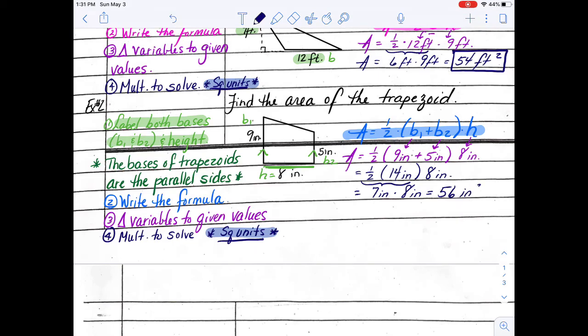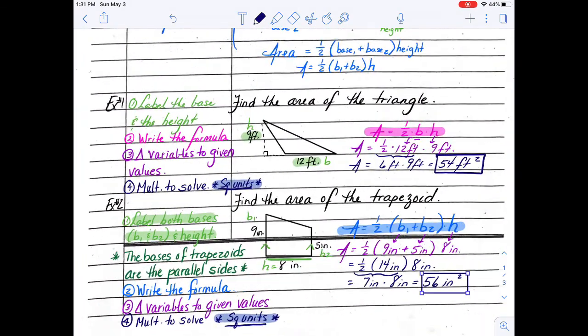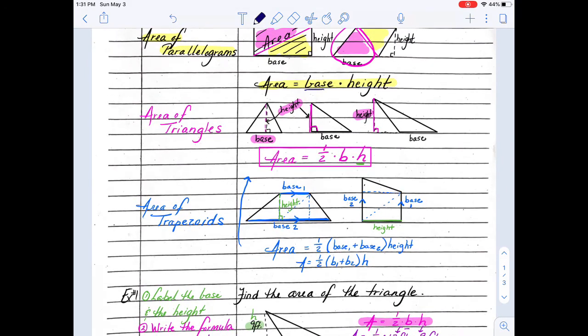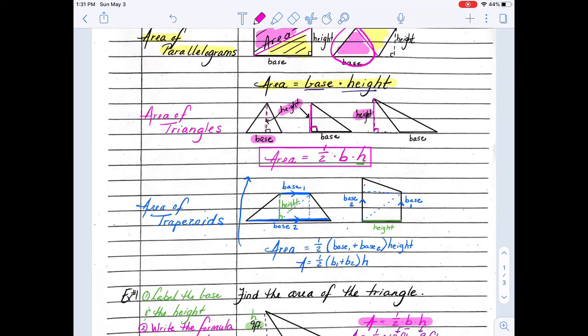Inches squared. So we're taking that formula that we used with parallelograms, and every single one of these is kind of related to each other. That base times the height, and then with that triangle, it's half of the base times the height because it's half the size. And then, of course, our 1/2 (base 1 plus base 2) times the height because we have those two different lengths of bases.